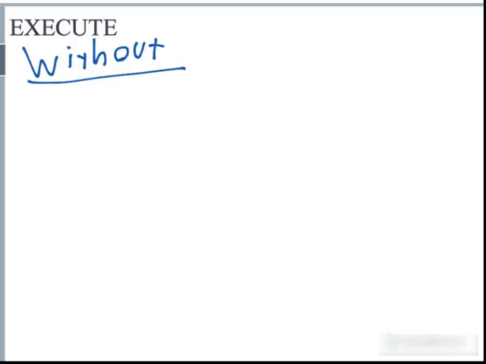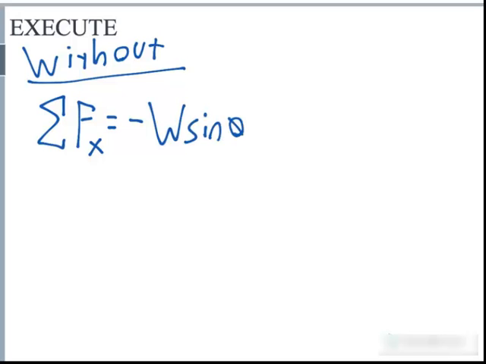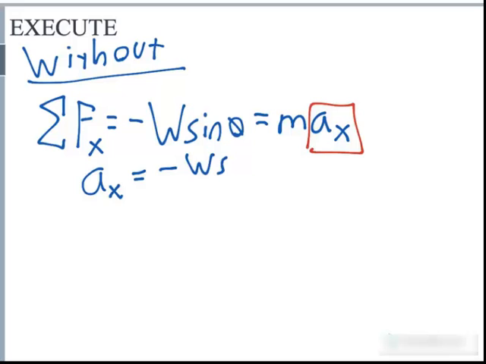So let's go ahead and set that up. We have the summation of all the forces in the x direction is equal to negative w sine theta. Remember, this is the force that's pulling down, and currently there's nothing slowing us, stopping us, or pulling us up. So those are all the forces. And this is going to equal the mass times the acceleration of the entire system. Now all we have to do is solve for our target variable, the ax. So ax equals negative w sine theta divided by m.